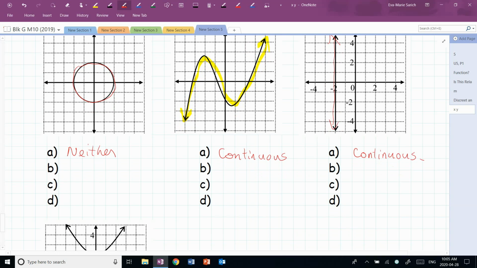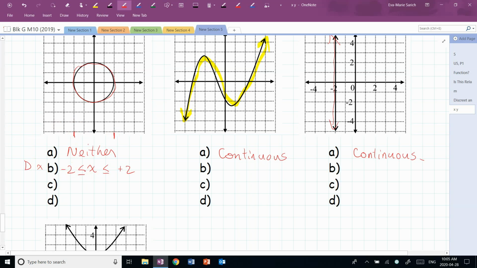The next for B is the domain. So domain is X. So X is going to be between the highest value, which is +2, and the lowest value here, which is -2.